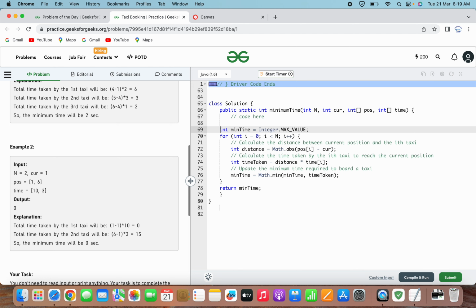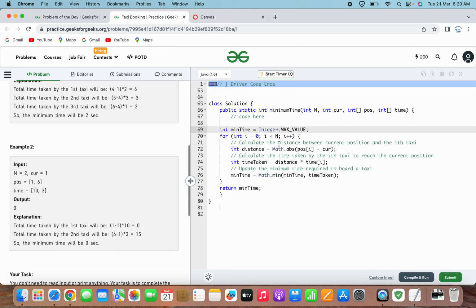If you can see this entire code, it defines a function minimum time that takes 4 input parameters: n, the number of taxis; current, the current position of the passenger; position, an array of length n containing the positions of the taxis; and time, an array of length n containing the time taken by each taxi to cover 1 unit of distance. Then we initialize a variable called min time to the maximum possible integer value. Then we iterate over all the taxis using a loop that runs from 0 to n minus 1.